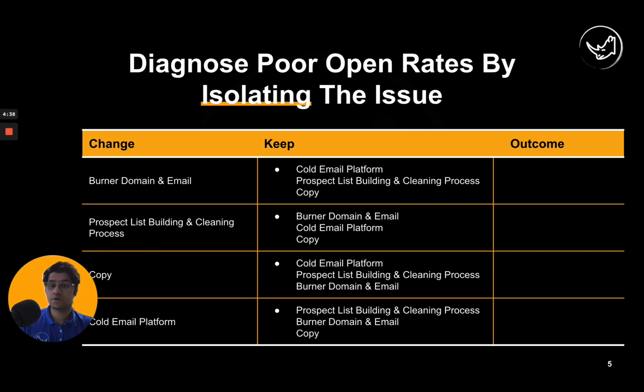So you want to first start off by saying, okay, fine, if my open rates are doing fairly poorly, let me go check out with another email. Instead of emailing from ahan at growthrhino.co, let me try emailing from ahan at growthrhino.io, assuming both domains are fairly warmed up, and identify, okay, is there a difference? I'm going to use the same list, same copy, same cold email platform. Moving on, okay, we've identified that's not the issue.